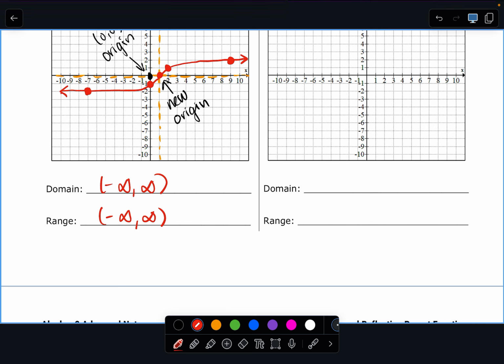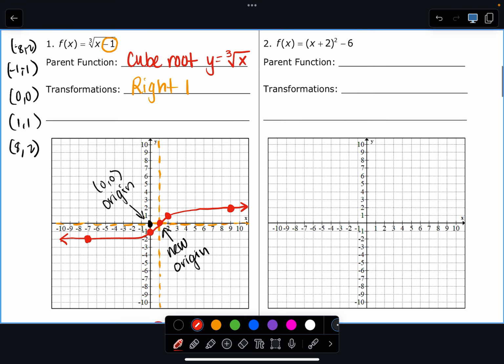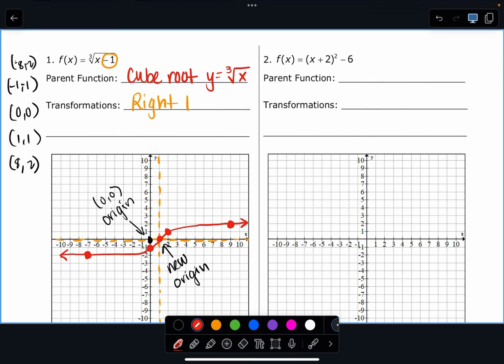Okay, so this was one where it was just being shifted left, right. Let's go ahead and let's look at number 2. It says we got 2 things going on. First, what is my parent function? Quadratic. And so that means without any transformations, it would look like y equals x squared.